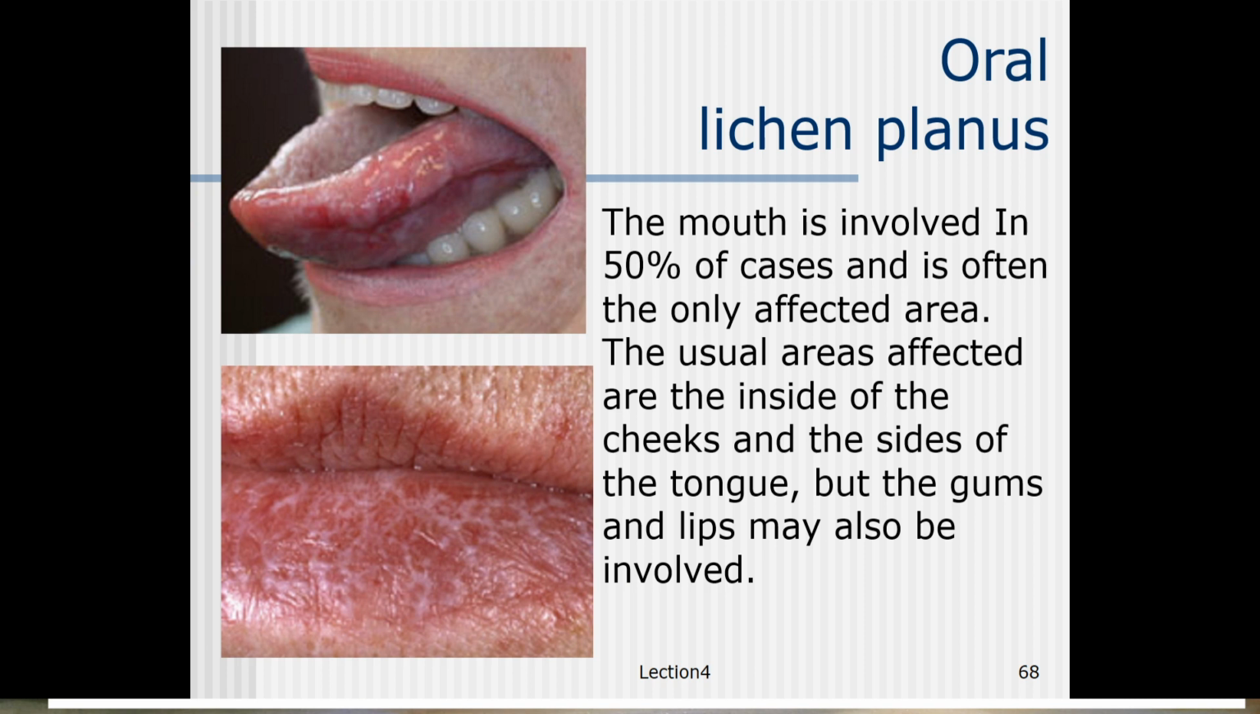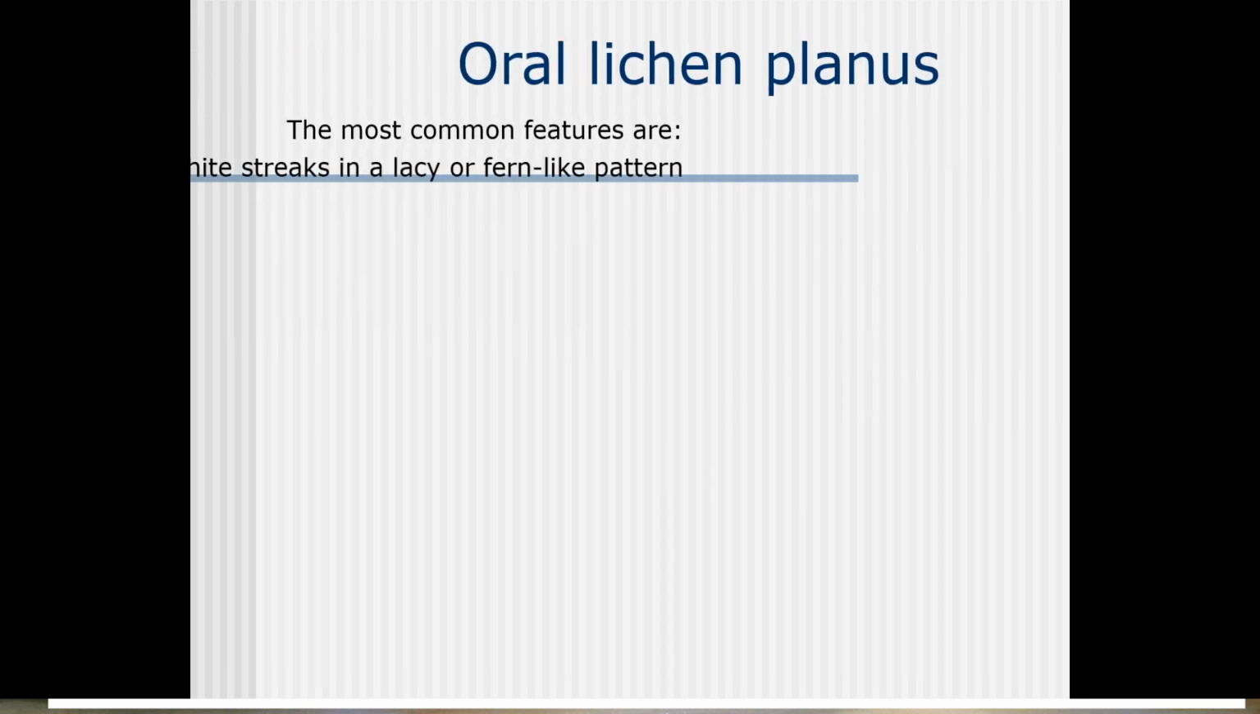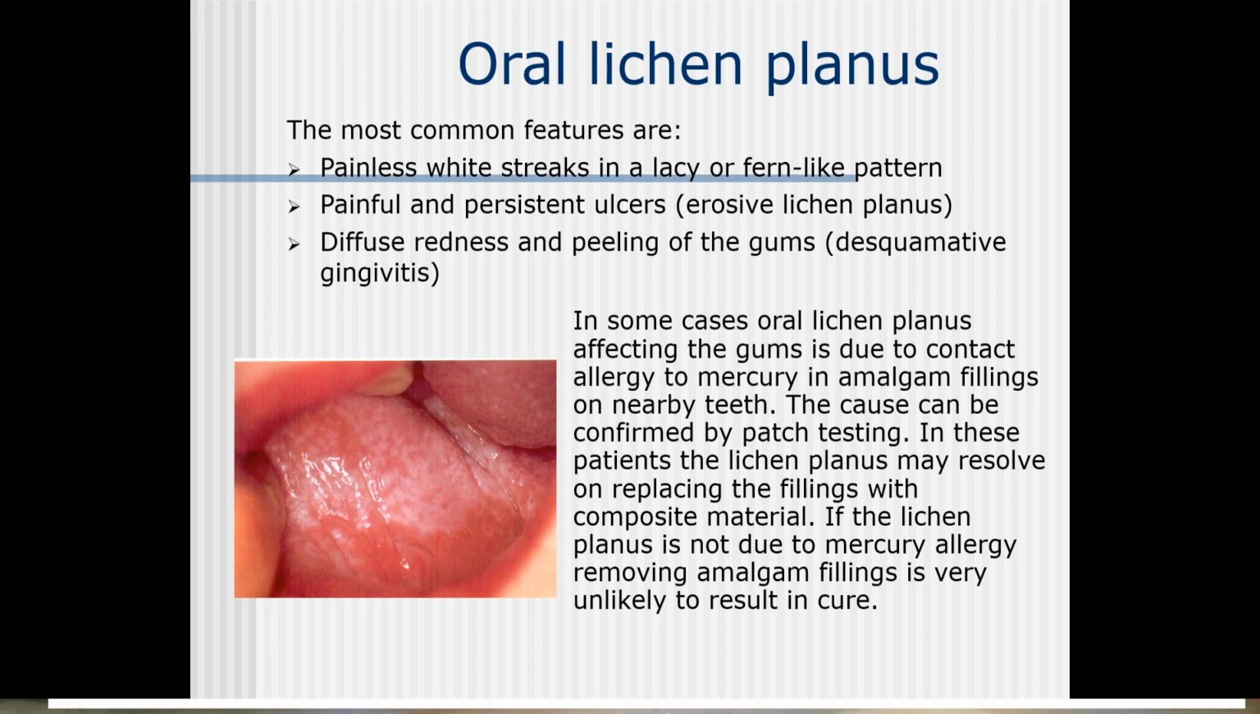Oral lichen planus. The mouth is involved in 50% of cases and is often the only affected area. The usual areas affected are the inside of the cheeks and the sides of the tongue, but the gums and lips may also be involved. The most common feature is painless white streaks in a lacelike pattern. Other forms include painful and persistent ulcers, erosive lichen planus, and diffuse redness and peeling of the gums, desquamative gingivitis.